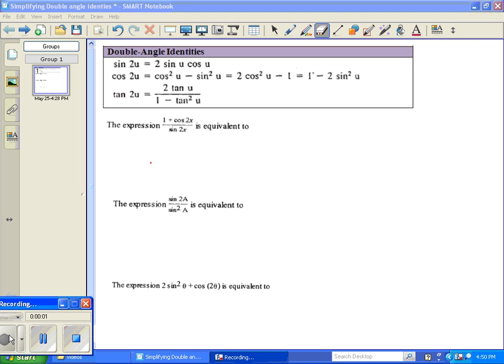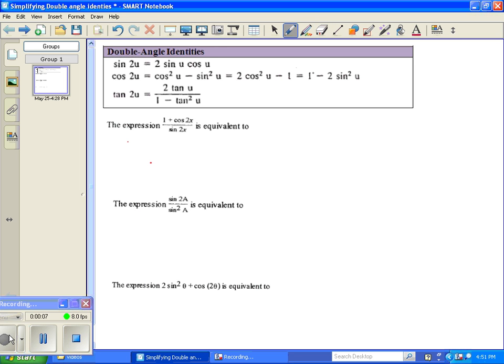Okay, so we need to simplify the following expressions by using double angle identities. So the first one, 1 plus cosine of 2x over sine 2x. So we have to substitute something for the top and the bottom. So let's do the denominator first, because that one, we only have one choice.